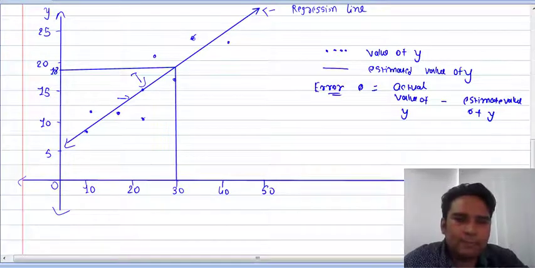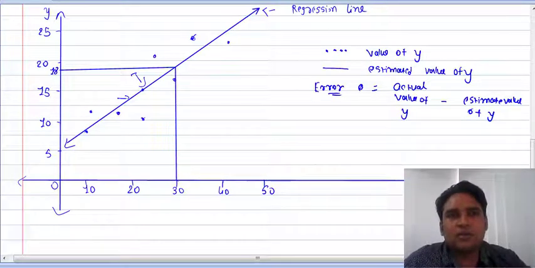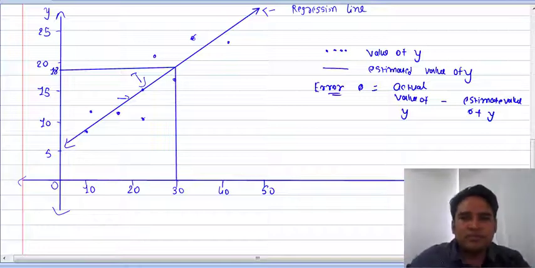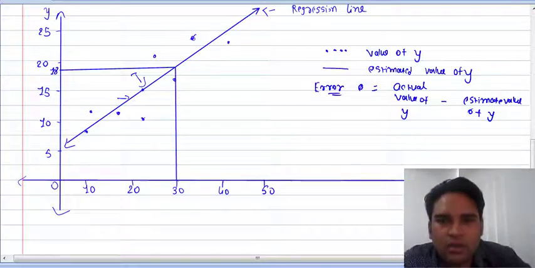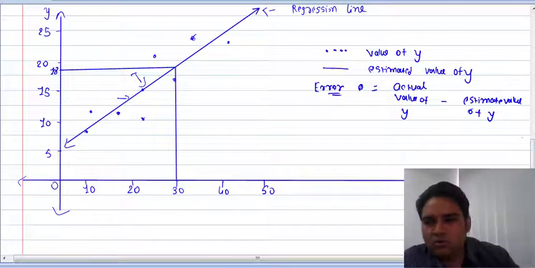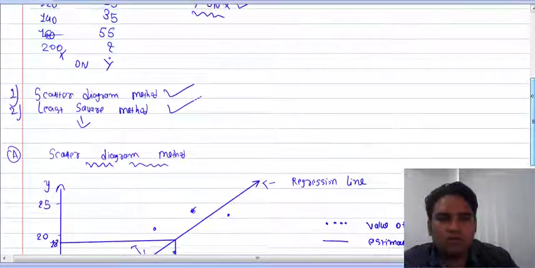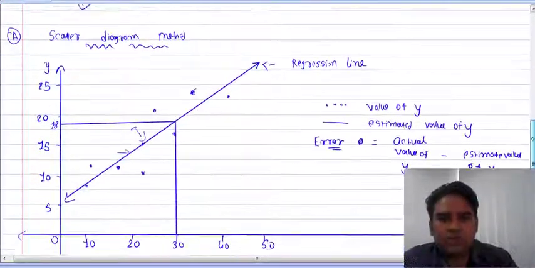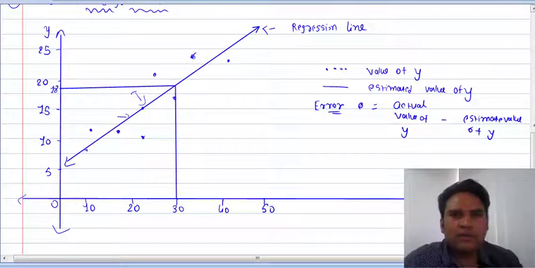So this is the first method of regression, that is the scatter diagram, and that's all for this method. Now all of you make a note of this or take a screenshot, right? Okay then.